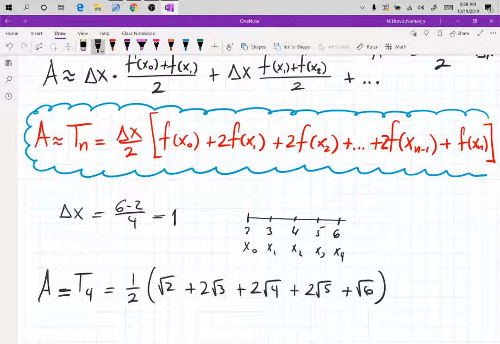Because we know that the midpoint gave us 7.9, so this one better be 7.9. So we have 0.5 times open parenthesis. We have a square root of 2 plus 2 times square root of 3 plus 2 times square root of 4, that's just 4, plus 2 times square root of 5, and plus a single square root of 6.